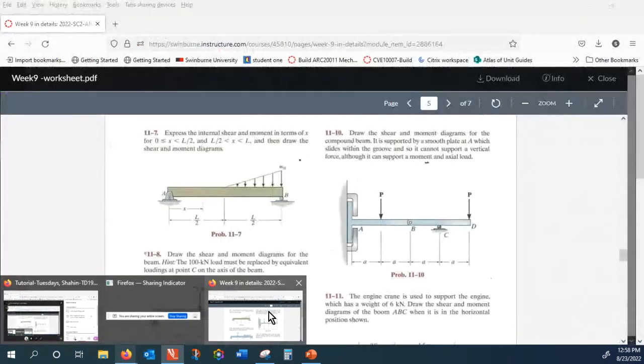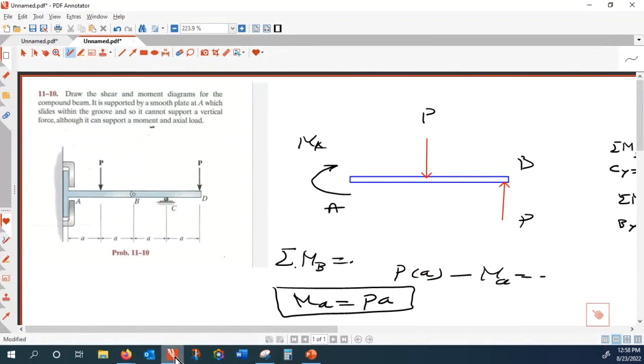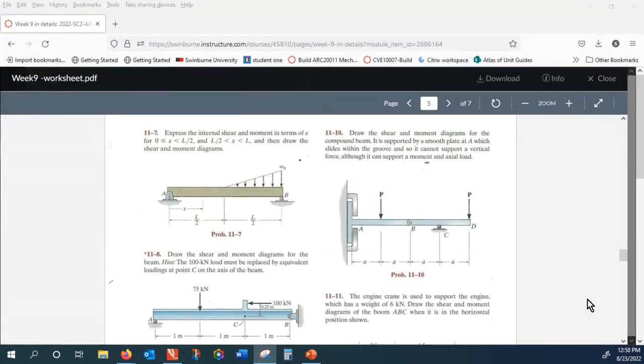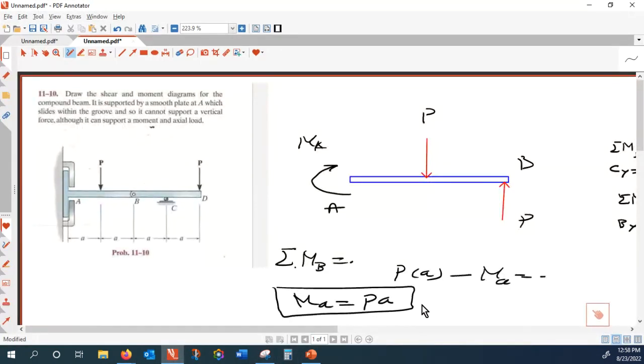Now, from this point, it should be straightforward to plot the shear force diagram and bending moment diagram. So how do we do that? Well, first of all, how many zones do you identify here? How many zones? How many regimes?